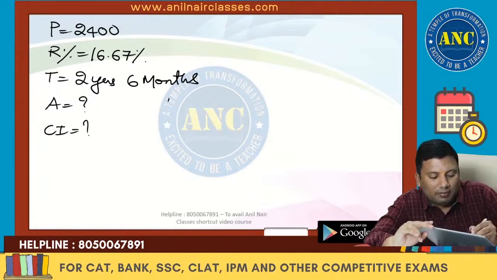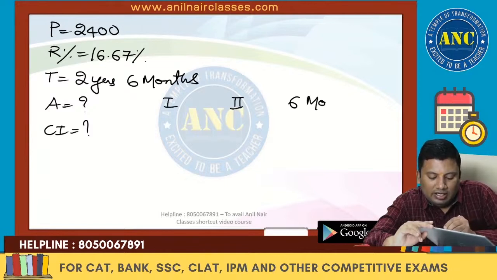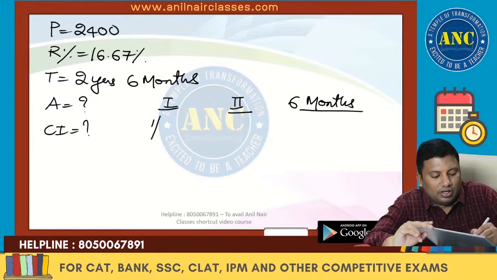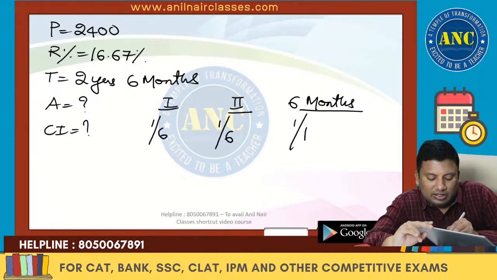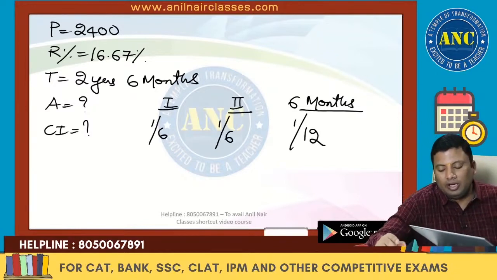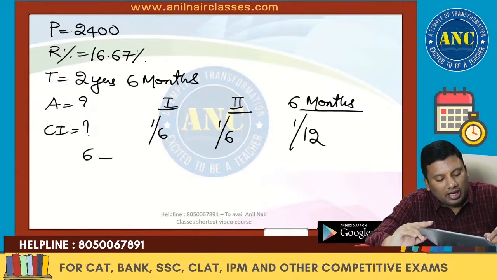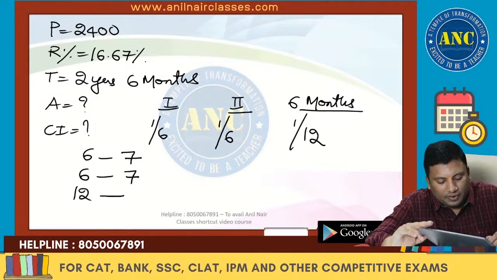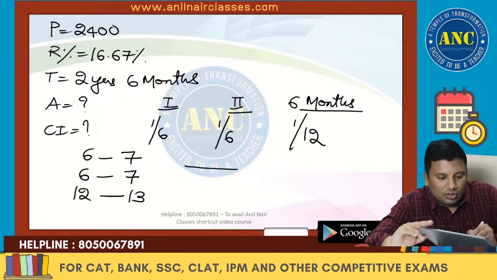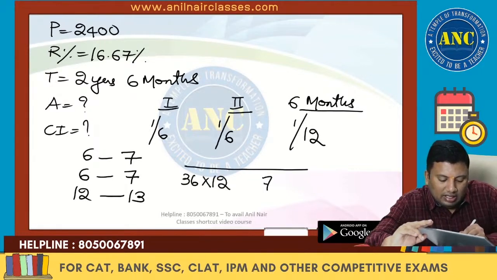So this is nothing but first year, second year, and the third one is 6 months. First year it is 12 months, so it is 1 by 6. Here also 1 by 6. 1 by 6 into 1 by 2 is 1 by 12. 6 becomes 7. 12 becomes 13. So this is nothing but 36 into 12, and this is 7 into 7 into 13.